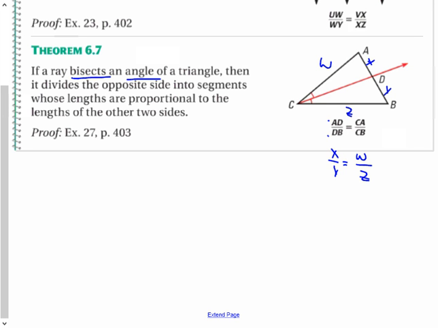Now, using our proportion rules, we could also say X over W equals Y over Z, or W over X equals Z over Y. There's a ton of different ways you can say it, so just try to memorize which way works best for you. Because of how proportions work, as long as it's a true statement, we can cross multiply or use some of those 6-2 rules, and it will be equally true and valid.